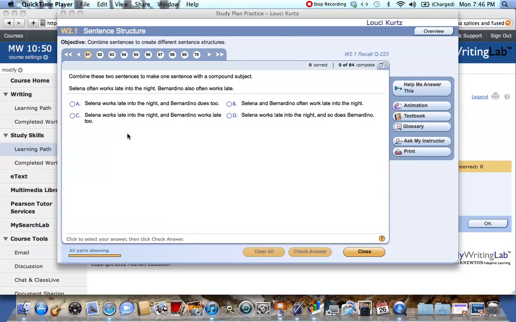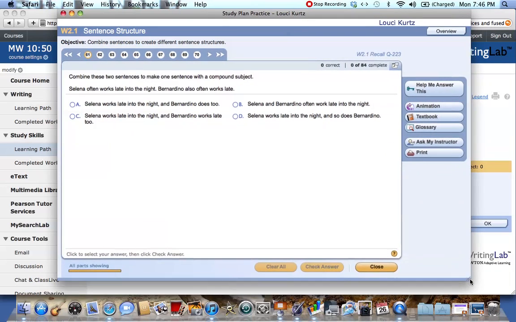The screen that you guys are looking at right now is a study plan practice screen from my writing lab, which is what I use to teach grammar in my classroom. I teach developmental writing for Southeast Kentucky Community and Technical College. We use My Writing Lab, which is from Pearson Publication. It's one of the publishing companies. This screen right here is what my students use.